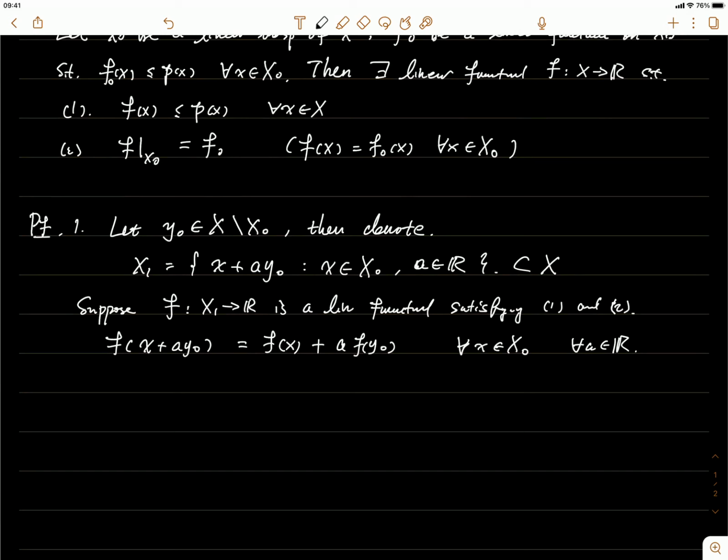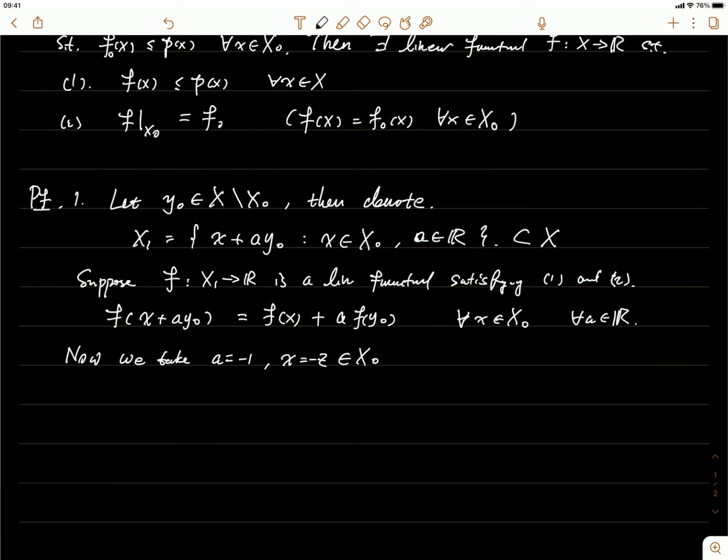So now we take specific values of x and a. Say we take a to be 1 and x to be negative z, where negative z can be any vector in x naught. So let's see what happens. We have f of y naught minus z, and because it's linear, this is f of y naught minus f of z. On the other hand, because f should be bounded above by the sublinear functional p, this should be less than or equal to p of y naught minus z.